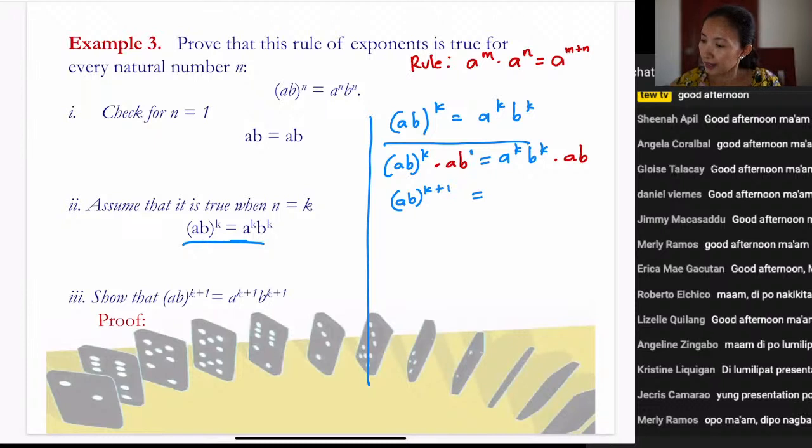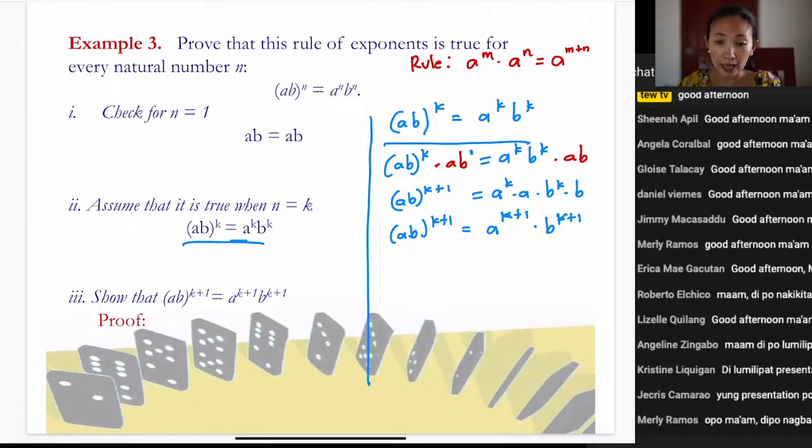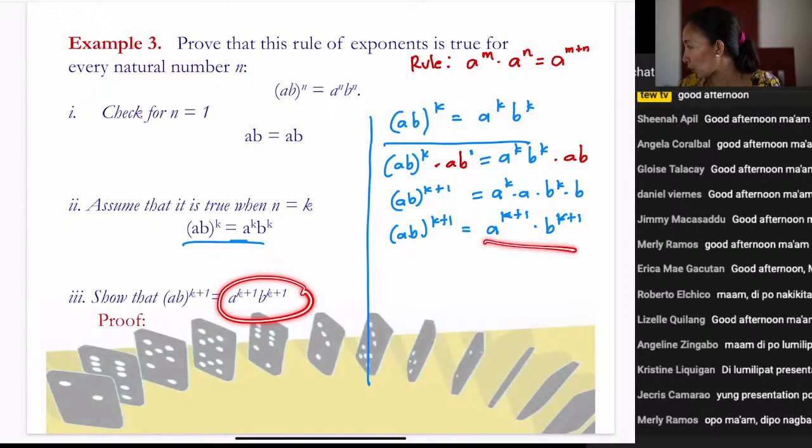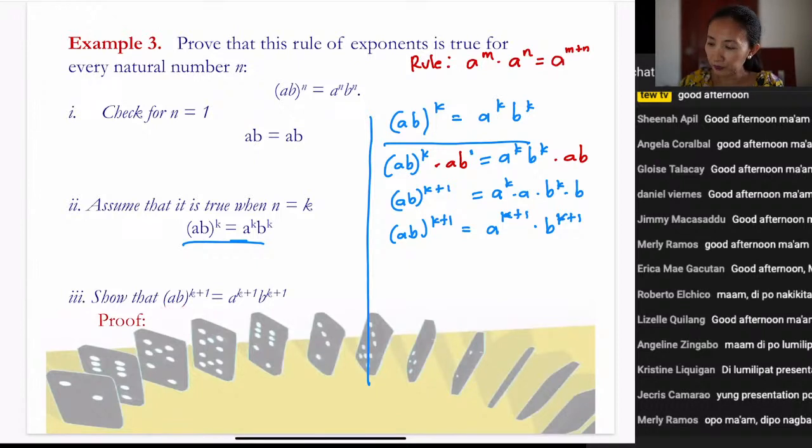Okay? Yes. Okay, so I could write this as A raised to K times A and B raised to K times B, and ultimately applying laws of exponent, this is now equal to A raised to K plus 1 times B raised to K plus 1. Is this the exact form which we would like to come up with? Ayan, tama? This is exactly the form which we would like to show. Correct? So that AB raised to K plus 1 is equal to A raised to K plus 1 times B raised to K plus 1.